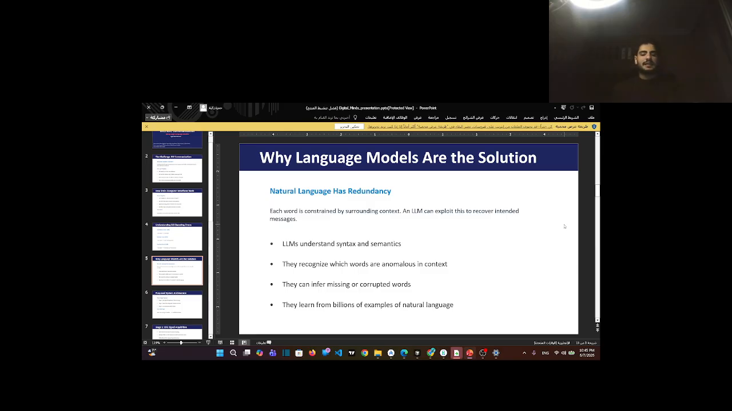Large language models understand grammar, syntax, and meaning. They can recognize when a word does not fit the context. They can also infer missing or corrupted words. This makes LLMs powerful tools for correcting BCI output. They do not need to directly read brain signals. Instead, they work after the BCI decoder and clean the decoded text. So the LLM becomes a correction layer that improves communication quality by using linguistic context. Let's go to slide 6.